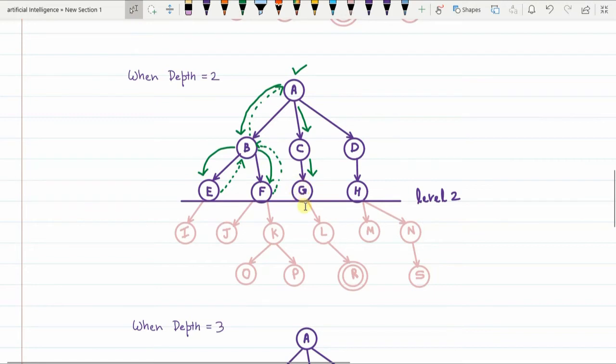Then it checks whether G is a goal node. G is not a goal node. Then it checks whether G can be expanded. G cannot be expanded, so backtracking happens. From G we backtrack to C. We have already found out that C is also not a goal node, so we backtrack back to A, and now there is only one path left to be considered, that is from A to D.